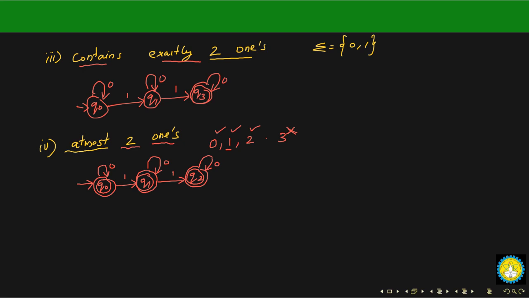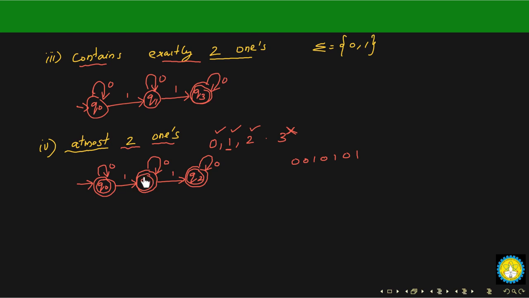Suppose we look at an example. Suppose our string is 0, 0, 1, 0, 1, 0, 1. What will happen? Let me trace the pattern here. When you get the first 0, you'll be here. Again a 0, you'll be here. Then you see a 1, and you'll be at Q1. So you have seen one 1.